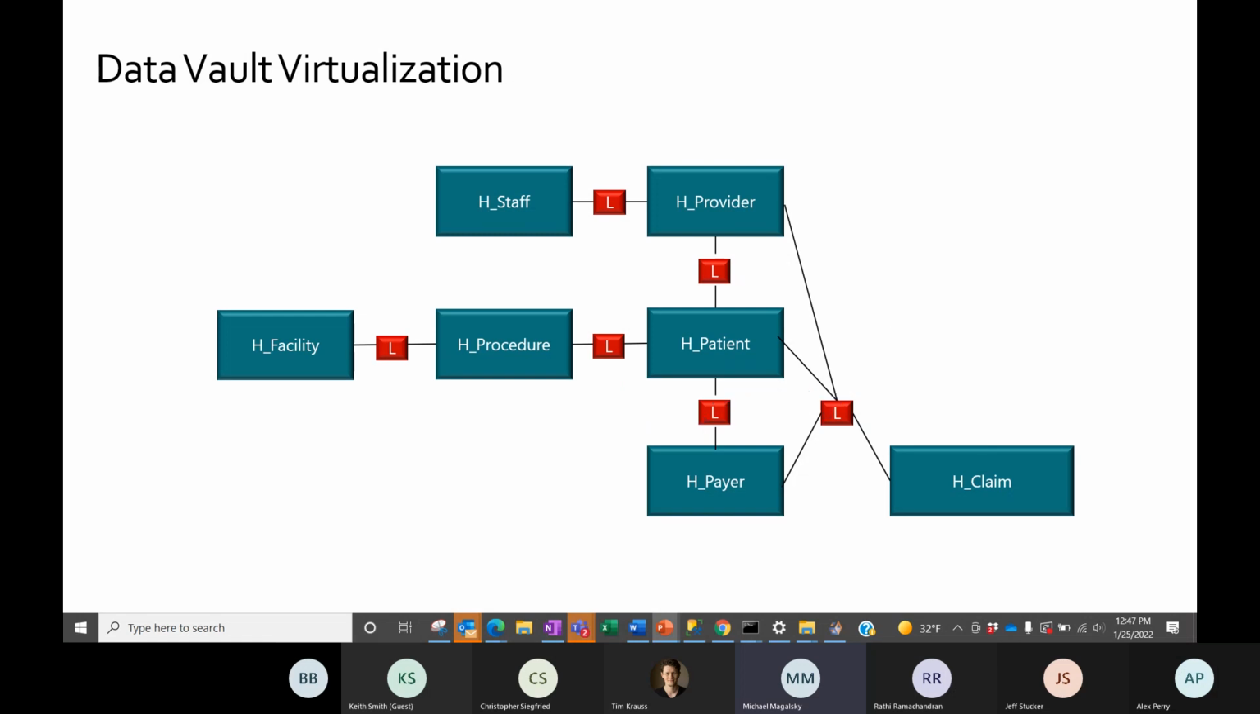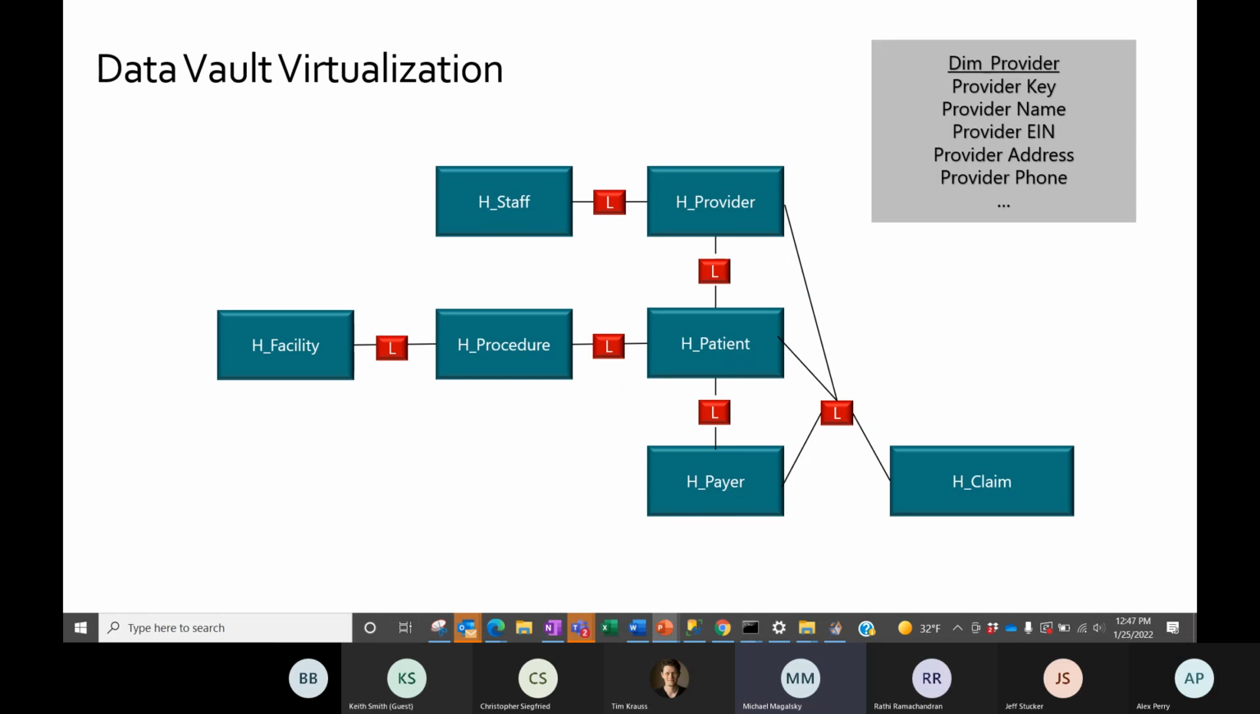And so these tend to perform pretty well, okay? Well, so let's talk about the dimension then. If the fact is that easy to build, then certainly the dimension has to be complex. Actually, the opposite is true. The dimension is even simpler.